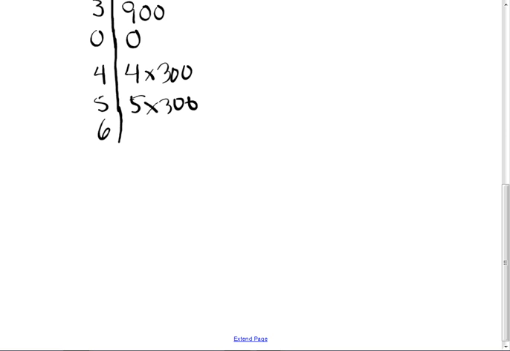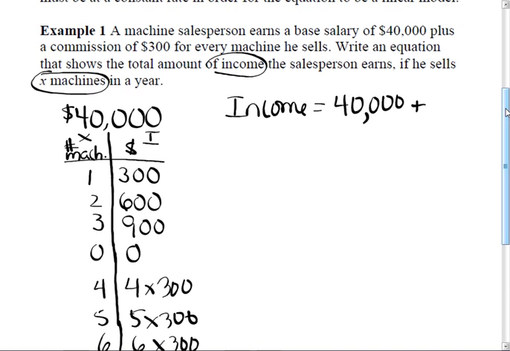Good. 6 times 300. What if you do X number of machines? It's X times 300. So that's what you're going to make. So your income is 40,000 plus 300X. That's your hourly rate of pay, if you want to think of it that way. This is the slope. So we're going to try to write the equations, and maybe we'll make predictions after that.